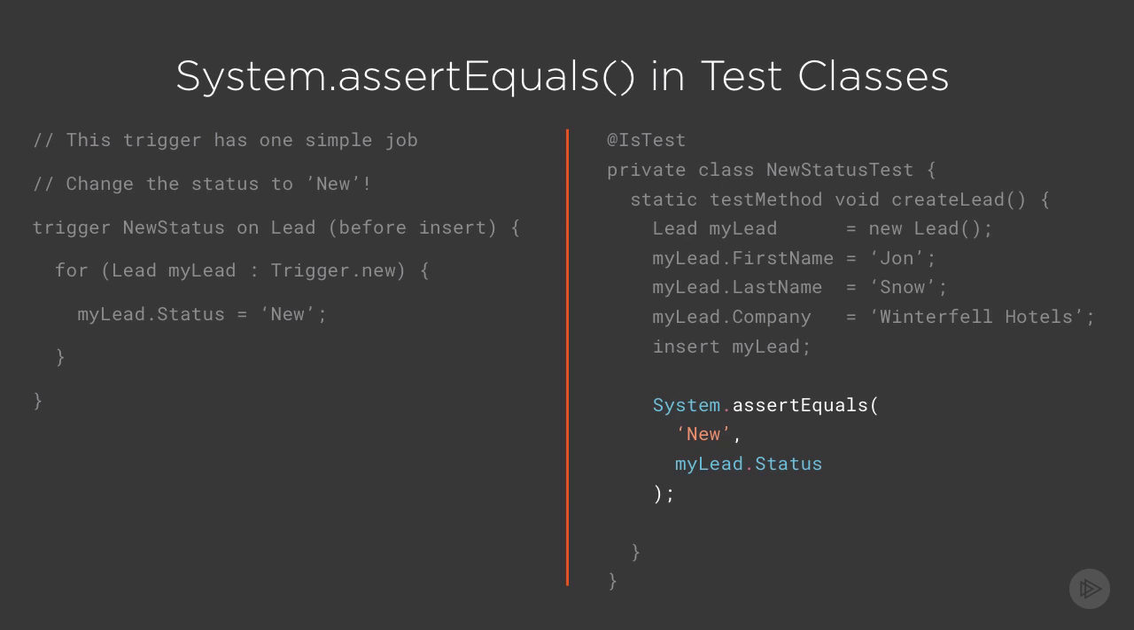If our trigger doesn't work, I want my test class to tell me. That's exactly what this assertion intends to do. I hope this is making sense to you right now because this is critical. Okay, problem solved. Our test class now tells us if our trigger is working as expected. Let's run the test.